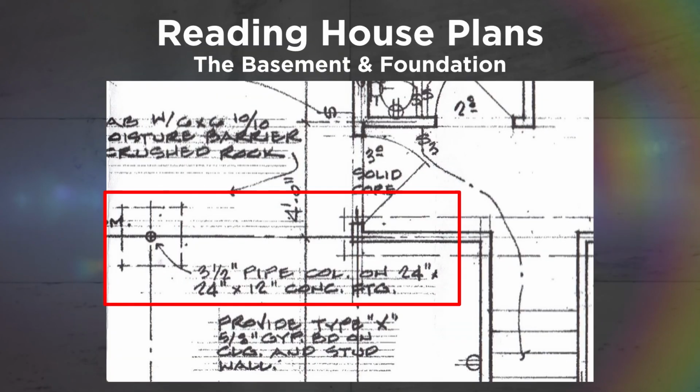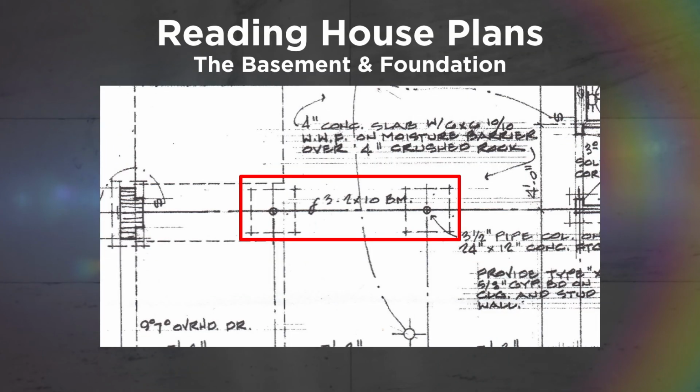Within the red boxed area, we see that a 3.5-inch pipe column will be resting on a 24 by 24 by 12-inch deep concrete footing. This is one of the 2 columns that will be supporting a beam in the garage. In the red box area, we see the notation for the 2 pipe columns resting on the 12 by 12 footings. Replacing the wall in the left side of the basement will be 3 2 by 10s, creating a beam which will carry the weight of the overhead floor joist.